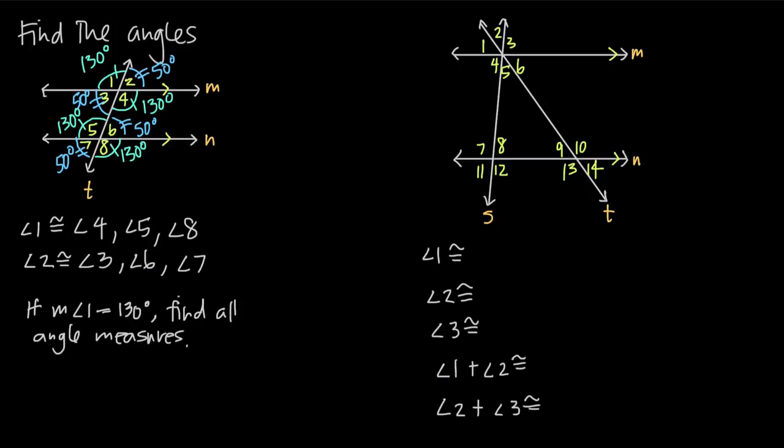Now what happens when we apply this to a diagram that's just a little bit more complicated? Again, we have two lines, M and N. We've been told right here that they are parallel lines, and we have two transversals. So we have the transversal S and the transversal T.